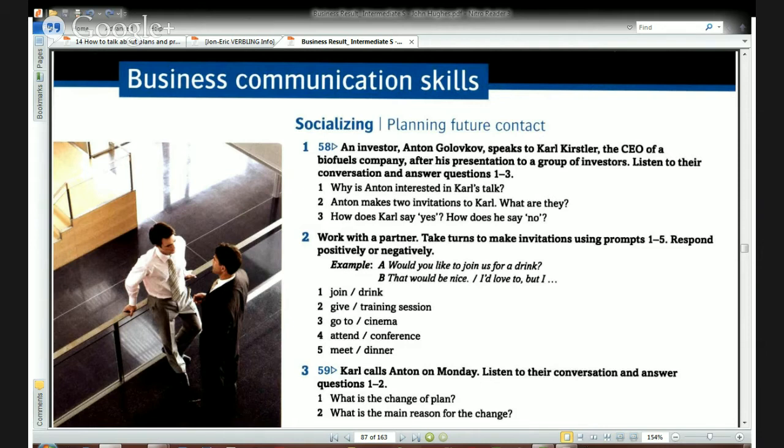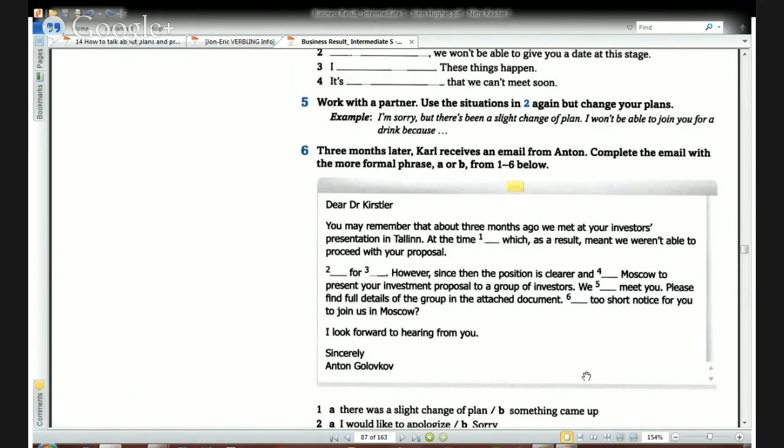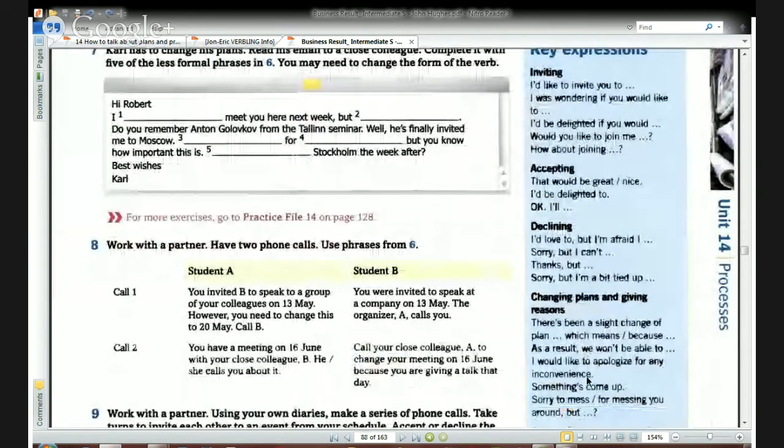Very good. Let's take a look at some of our key expressions here. I don't have this in the presentation form, so bear with me for a second. So Yuki, you said would you like to, I think. We've got a few others on the right side. I'd like to invite you. I was wondering if. I'd be delighted if you would. Or how about joining me for? So we've got a bunch of key expressions we can use. And Giuseppe, that would be great. That would be nice. I'd be delighted to. Or declining: I'd love to, but I'm sorry, but thanks, but sorry, but etc. For tomorrow's class I'll have the presentation fixed, so you'll have a copy of this.